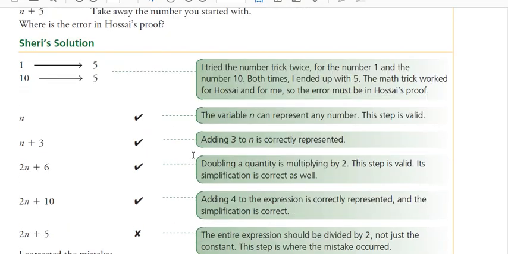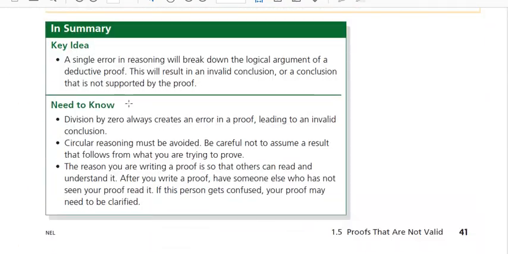All right, back to the textbook here. Let's quickly take a look at the summary. A single error in reasoning will break down the logical argument of a deductive proof. This will result in an invalid conclusion or a conclusion that is not supported by the proof. Division by 0 always creates an error in the proof, leading to an invalid conclusion. Circular reasoning must also be avoided. Careful not to assume the result that follows what you're trying to prove. The reason you are writing a proof is so that others can read and understand it. After you write a proof, have someone else who has not seen your proof read it. If this person gets confused, your proof may need to be clarified. So there's some good tips and hints and a review of what we've learned here today in 1.5. Questions?